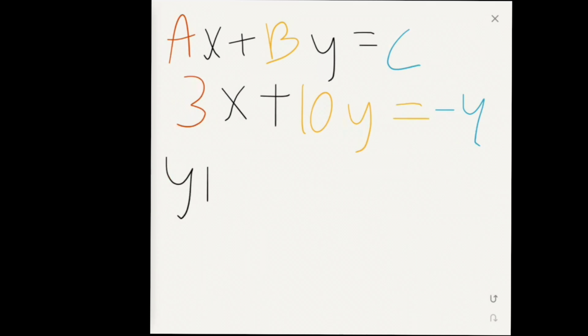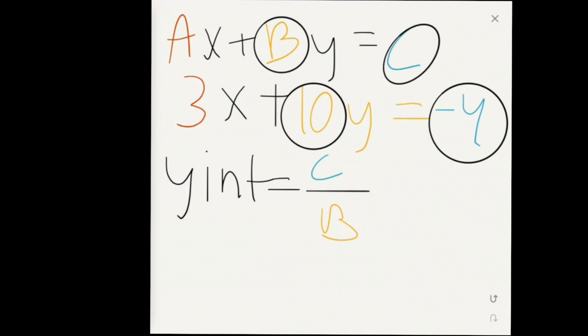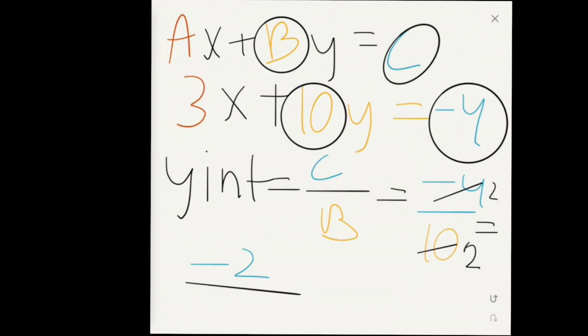The shortcut to find the y-intercept is c divided by b. So let's look at our values, c and b. So c is negative 4 in our equation and b is 10. So we get y-intercept is equal to c over b, which in our equation is negative 4 divided by 10. You can simplify that. Divide 4 by 2, divide 10 by 2, and you get negative 2 divided by 5. So that's your y-intercept for this equation.